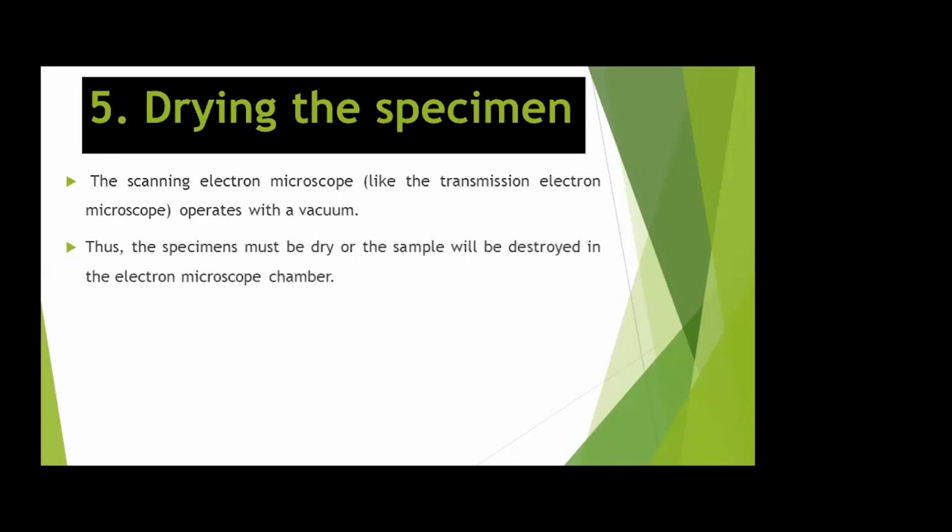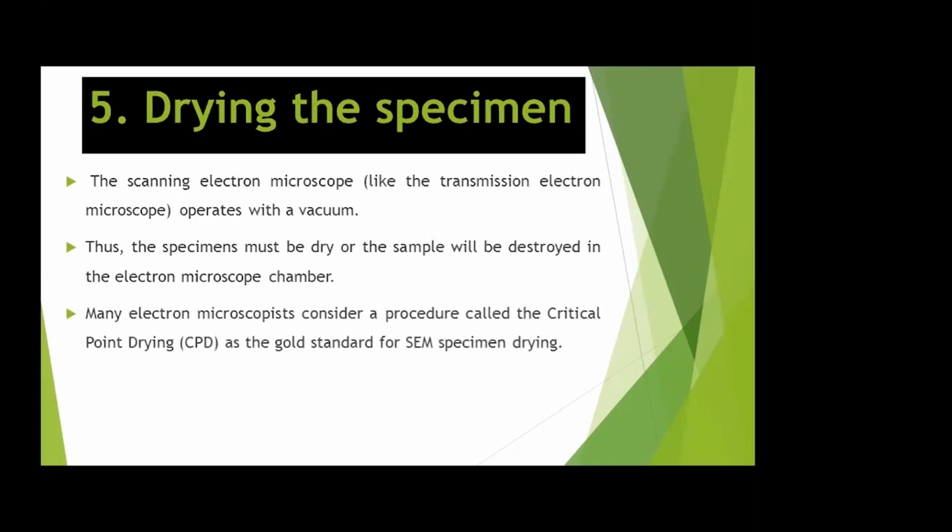So this is the reason that specimens, if at all not dry, may be destroyed in the electron microscope chamber. They may shrink. They may destroy or degenerate the specimen. That is why specimens must always be dried when they are mounted inside the scanning electron microscope chamber. Many electron microscopists consider a procedure known as critical point drying, CPD, as the gold standard for SEM specimen drying.